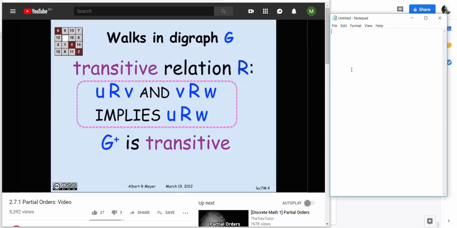Another way to say transitivity is to read U R V as saying there's an edge from U to V. What this says is that if there's an edge from U to V and an edge from V to W, there's an edge from U to W. Or in other words, if there's a path of length 2, there's a path of length 1. Then by easy induction, if there's a path of any positive length between two vertices, then in fact there's a path of length 1, that is, an edge between them.